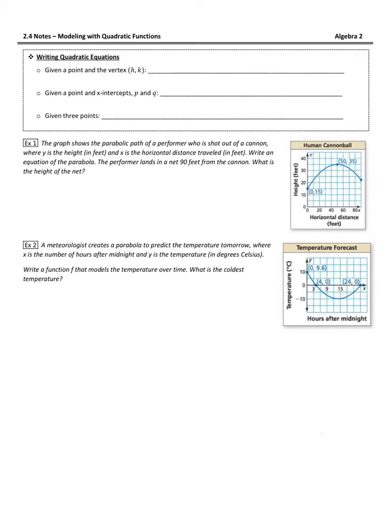All right, Algebra 2 people, here are your notes for the last section of the chapter where we are going to focus on writing the equation of your parabola.